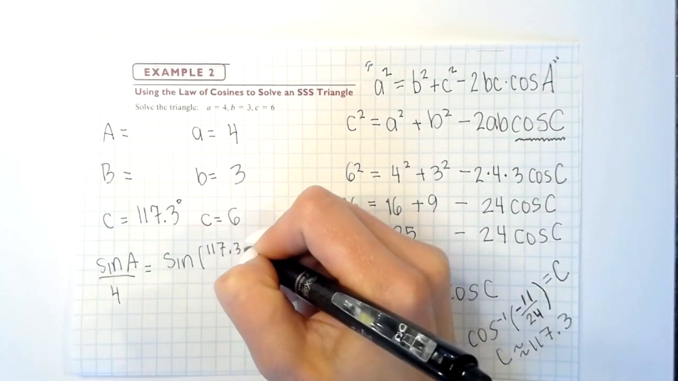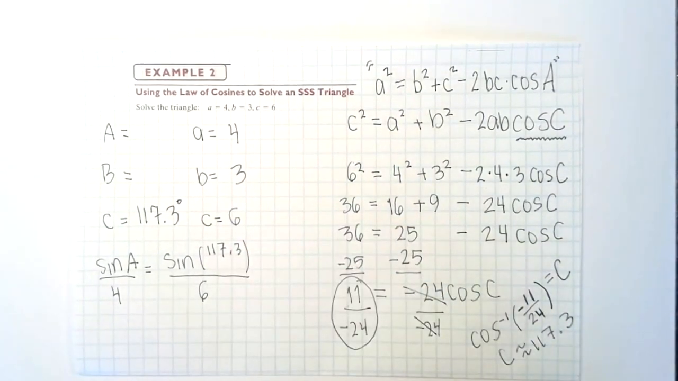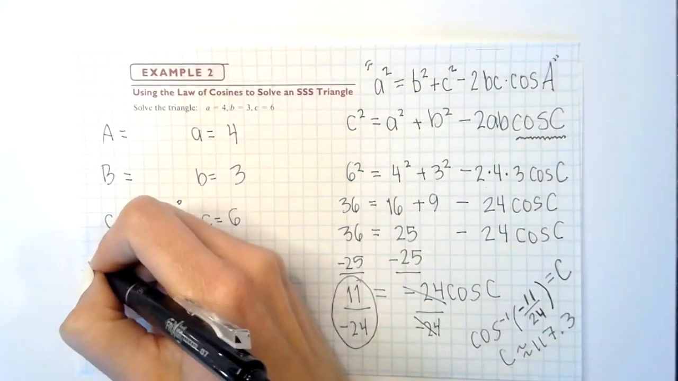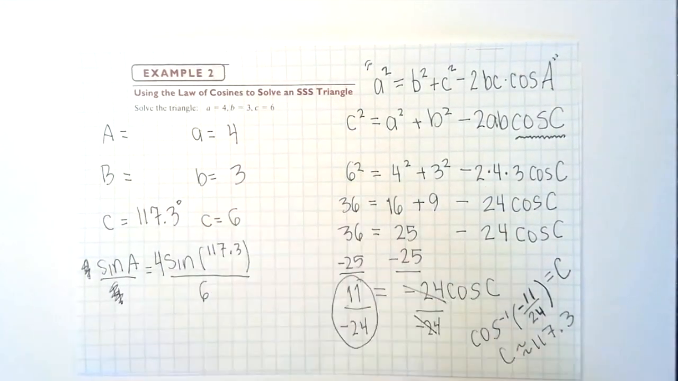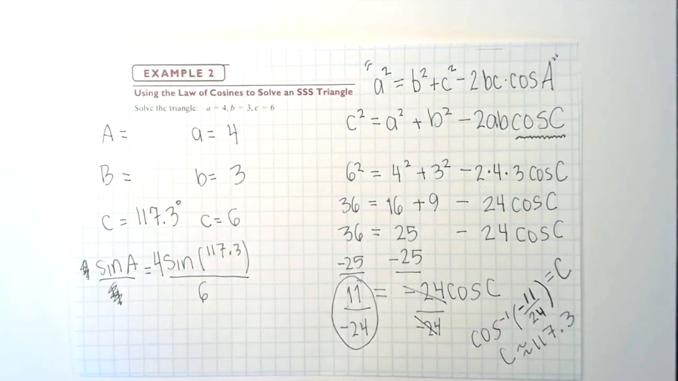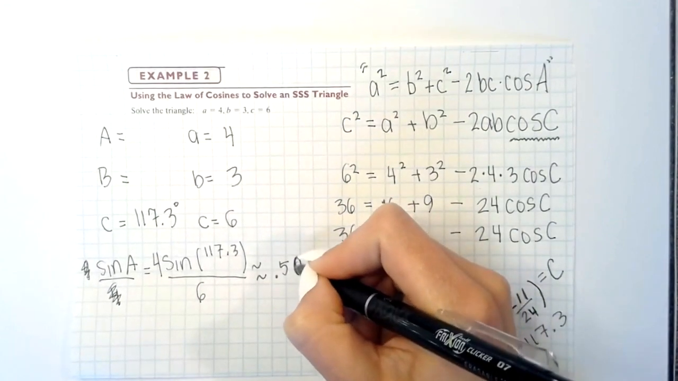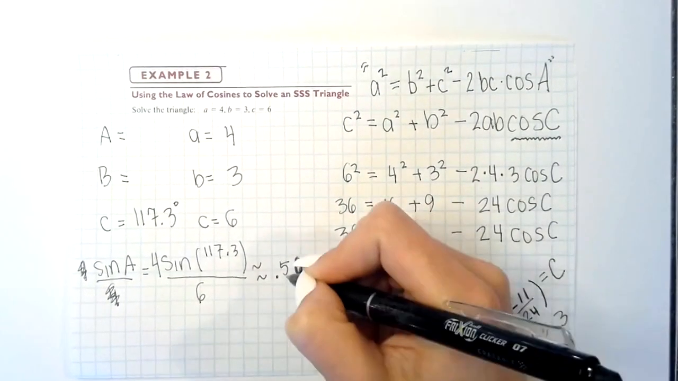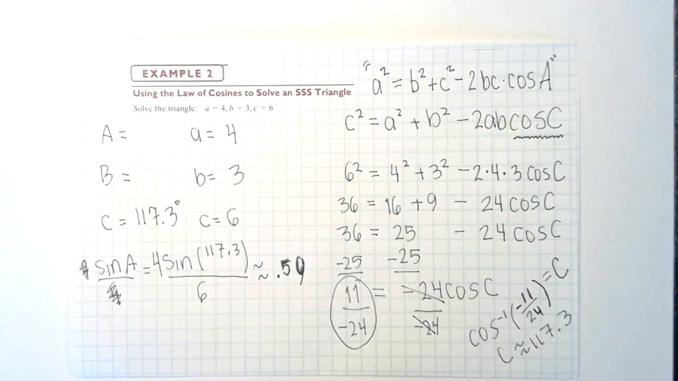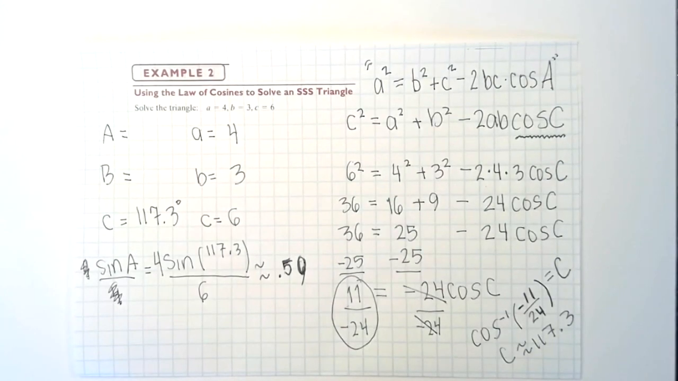Sine A over 4 equals sine of 117.3 over 6. I don't know why I wrote it like this. Sorry. Multiply both sides by 4. We're going to punch that in the calculator, and after I just do the 4 sine 117.3 over 6 in the calculator, I get about 0.59, and that's the decimal value that you're taking the sine inverse of for the next step.